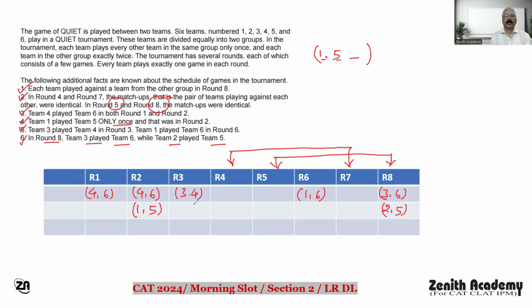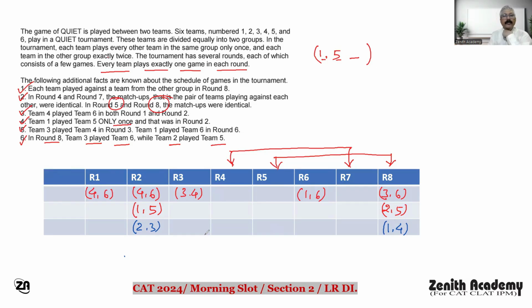Okay. Now look here. Every team plays exactly one game in each round. This point is to be noted. So 4 with 6, 1 with 5. So it is very simple and easy to decide that 2 and 3 are left. So 2 will play with 3 in round 2. Similarly here, 3 and 6, 2 and 5. So who is left? 1. It means 1 will play with 4 in round 8. Is it clear?